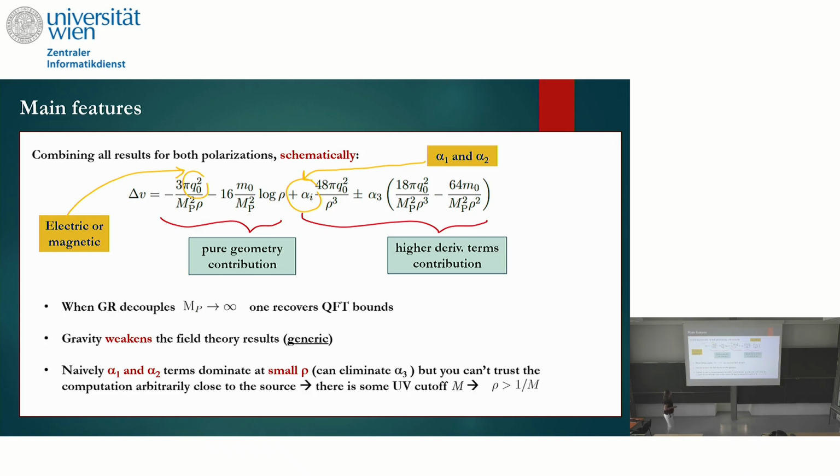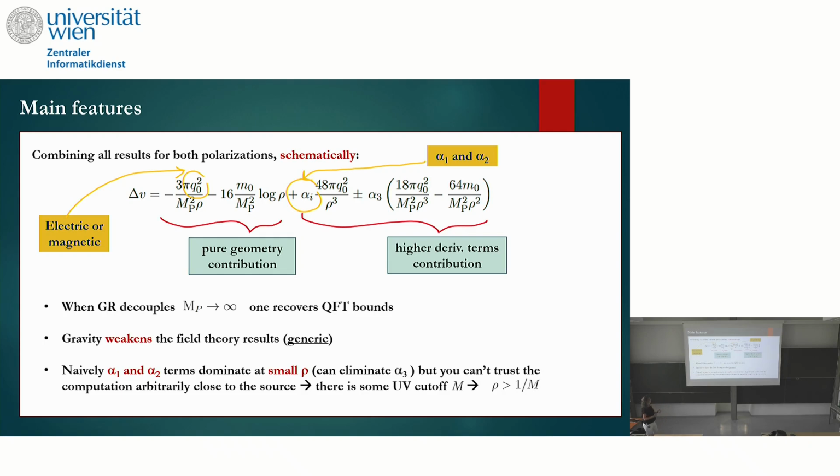So some features to note. First of all, as you decouple gravity, you get what you expect. You recover the field theory bounds, as you should, so that's good. It's a good check that the result makes sense. Another thing to notice that's more important is gravity weakens the field theory results. The field theory results were that the signs of these guys are positive. You can't say that here anymore because you have minus signs popping in. So there's some freedom for the alphas to be negative. At least you can't make the argument once you include gravity that you know what the sign of these coefficients is.